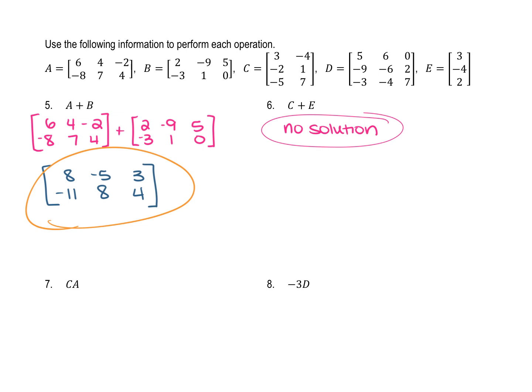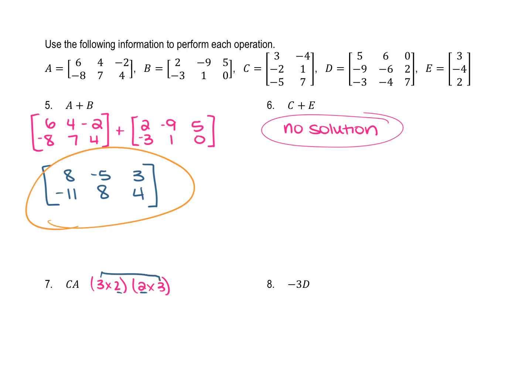For number 7, you have C times A. C is a 3 by 2, A is a 2 by 3. So that means you're doing a 3 by 2 times a 2 by 3. Your two middle numbers are the same, so you can multiply these. That means that your two outside numbers give you the dimensions of your answer. So your answer is going to be a 3 by 3.